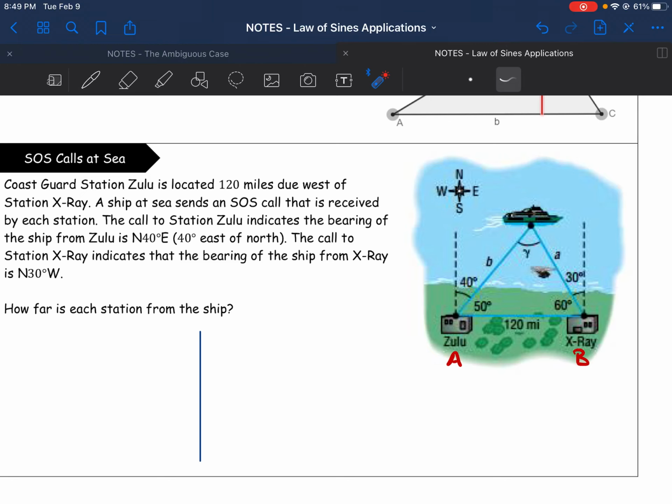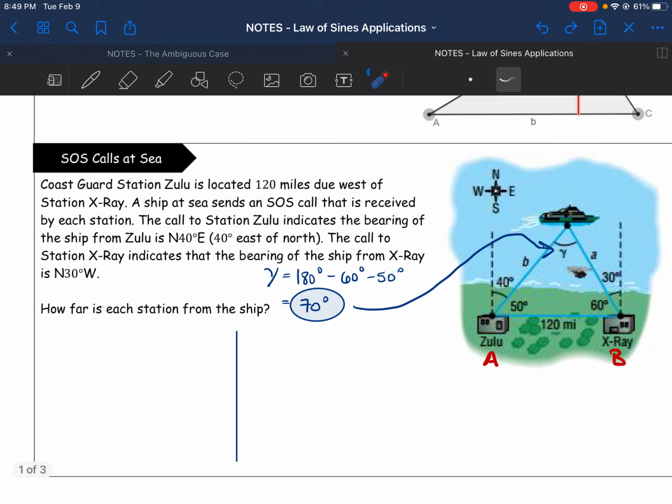But before I can find either A or B, what we're going to need to do is find the measure of angle gamma. And we already know that angle A is 50. We know that angle B is 60. So finding the measure of angle gamma is very simple. It's just going to be 180 degrees minus 60 degrees minus 50 degrees, which gives us 70 degrees. So angle gamma is 70 degrees, very simple. Now that we know the measure of angle gamma, we can go ahead and start finding these missing sides.